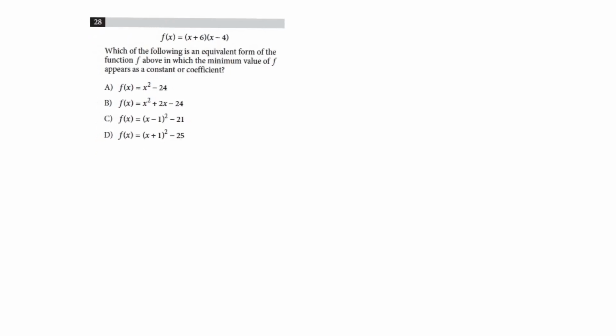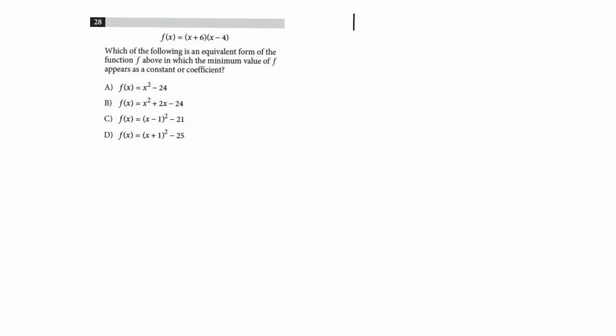Okay, 28. What we have here is a function. Which of the following is an equivalent form to the function f above in which the minimum value of f appears as a constant or a coefficient? Well, I think it'd be easiest just to figure out what the minimum value of f is.